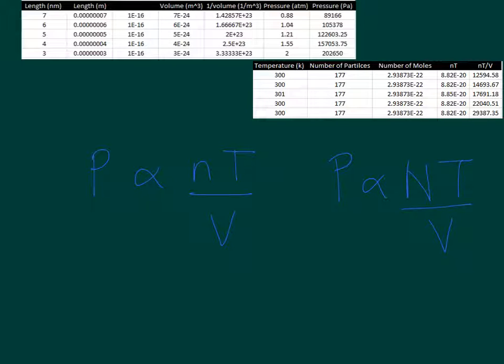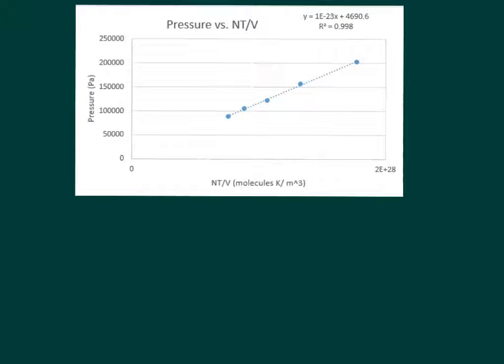So I graphed P versus uppercase N T over V, or number of particles times temperature over volume, rather than number of moles. And let's see what the graph looks like. So there it is, pressure versus number of particles times temperature over volume. You can see there we get y equals 1 times 10 to the negative 23rd x plus that same initial pressure value. Pretty nice fit there.